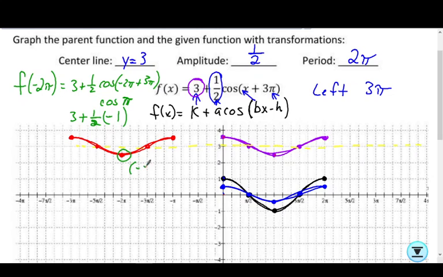Is this at negative 2 pi, 2.5? Negative 2 pi, 2.5. Yep, sure is. So it looks good to me.